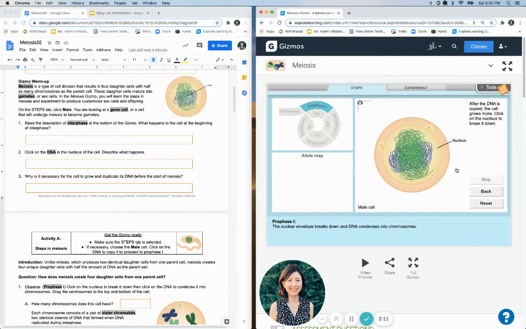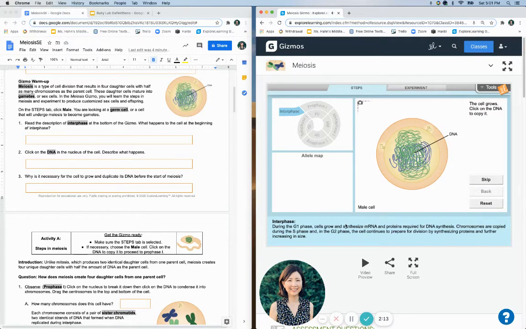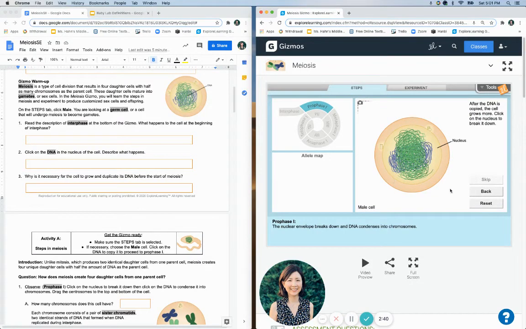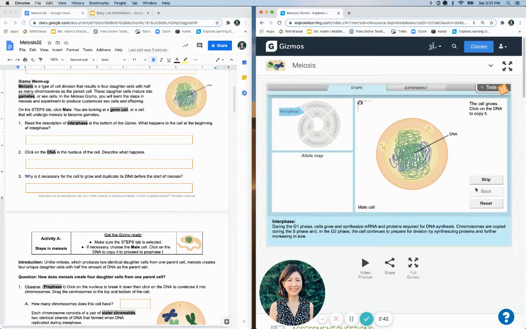Oh, let's go back. So in interphase, the chromosomes are copied, the cell prepares for division and makes new proteins, and it gets bigger. So this is sort of a repeat of last time when we were talking about mitosis. So same thing for interphase, that's what's happening. And then we're going to go ahead and read these little things to see what to do next. So click on it. Oops. I just clicked on it twice.